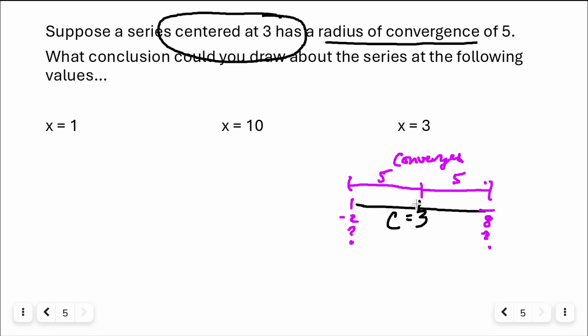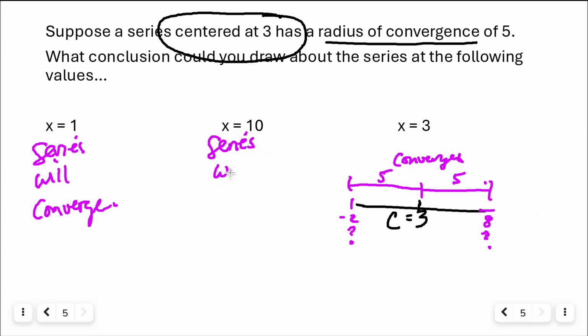All right? So, for example, let's say x were 1. If x is 1 in this case, well, 1 is between -2 and 8. So at x equals 1, this series will converge. How about x equals 10? Well, x equals 10 is outside of 8. So this series will diverge out there. Okay, and again, if the radius of convergence is 5 and the center is 3, then I know for certain at x equals 10, which is outside of 8, the series will diverge.